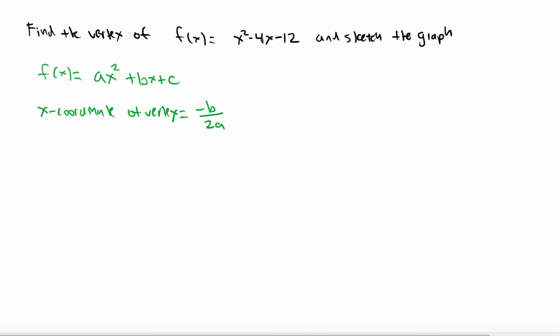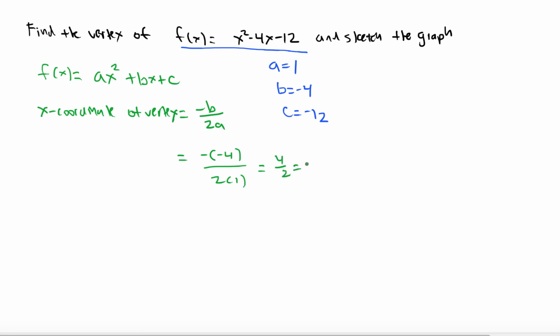So in this case, let's take a look at the given function here. What is the value of a, b, and c? Well, a is the coefficient of x squared, so it's going to be 1 in this case. So a is equal to 1. b is the coefficient of the x term, so in this case, b is negative 4, and c is negative 12 here. So to find the vertex, we just plug in the corresponding values. The x-coordinate is going to be the negative of b, which in this case is negative 4, over 2 times 1. Once we simplify this, we get 4 divided by 2, which is 2. So that is going to be the x-coordinate of the vertex.